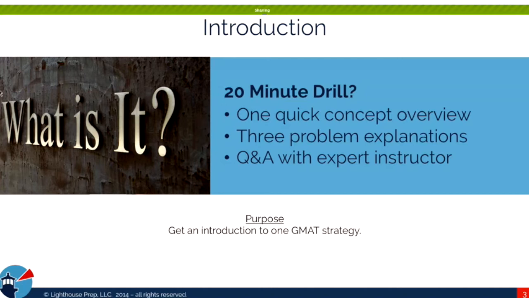After we go over that concept overview, we're going to look at 3 problems and go over them in pretty great amount of detail so you understand the thought process that goes into answering these problems. And finally, we're going to do some Q&A. So remember, the big takeaway here is this is only an introduction to a GMAT topic, and it's highly suggested you go do some additional practice afterwards.